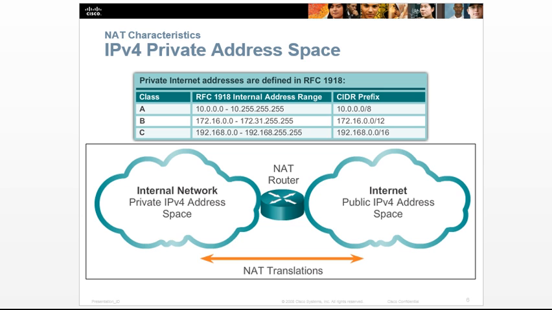So here is a little graphic that actually just shows the private ranges in an A, B, and a C network. Class A, anything that's 10 dot is a private range, and that is the /8. With Class B's, it's anything from 172.16.0.0 to 172.31.255.255. And then finally, Class C is anything that's 192.168.